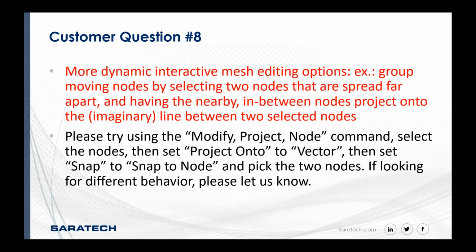The way we can do this in FEMAP currently, which might not be quite as easy as what the customer was asking for, is we do have a Modify Project Node command. You would select all the nodes you want to project. Then in Project Onto, you set that to Vector. Then you set the snap mode to snap to node, and you can just pick those 2 nodes at the extents. That effectively gives us a vector that we can project those nodes onto. And again, if you're looking for different behavior, please let us know.